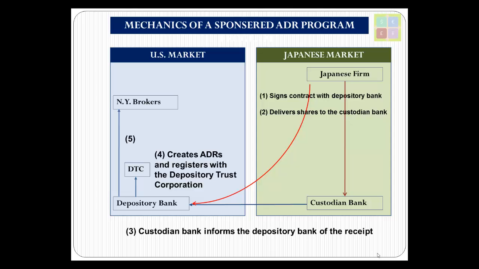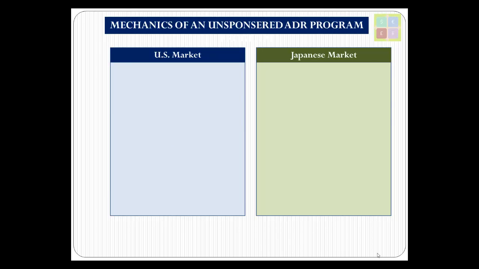Step number five, the depository bank delivers shares to New York or the United States brokers. And in step number six, the brokers sell the shares to investors, and the shares get traded either on the New York Stock Exchange, NASDAQ, or over the counter market. So that completes the cycle.